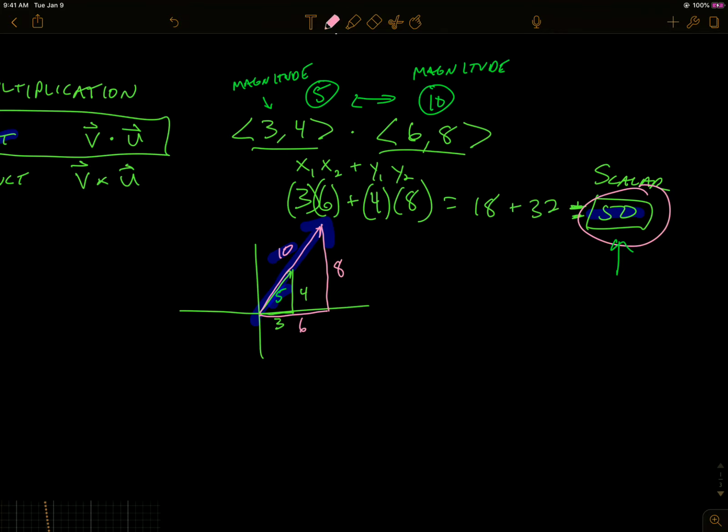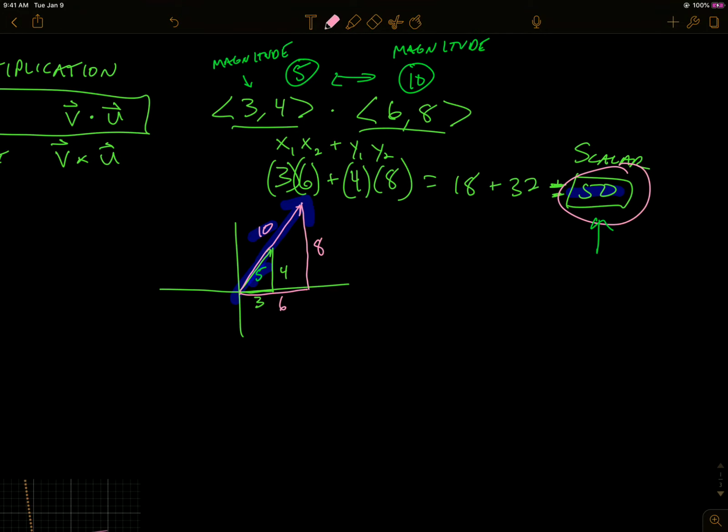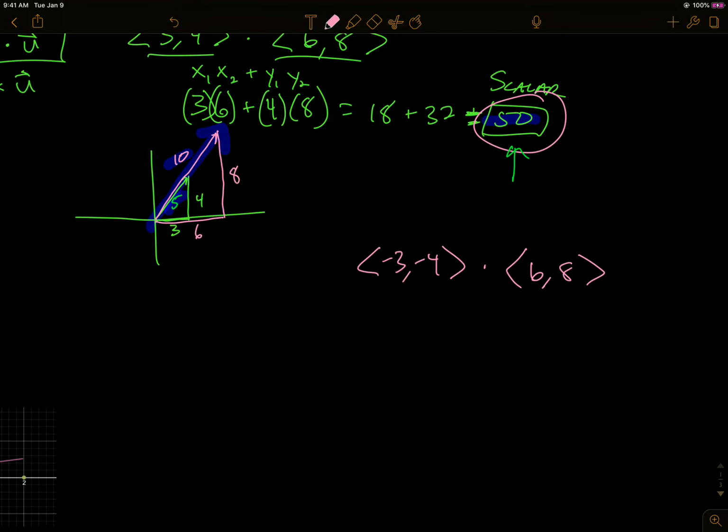Okay? Let's look at another. Let's see what happens when we have, I'm going to use two different vectors now. Let's do another example: -3, -4, dot product with 6 and 8. So again, we go -3 times 6. I'm getting a -18 plus a -32. So I'll get a -50 for our dot product.